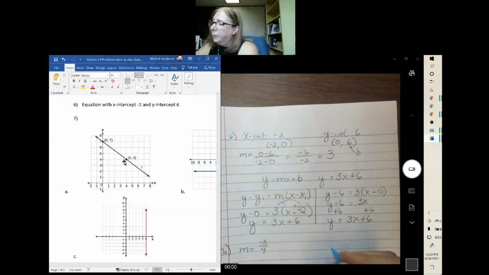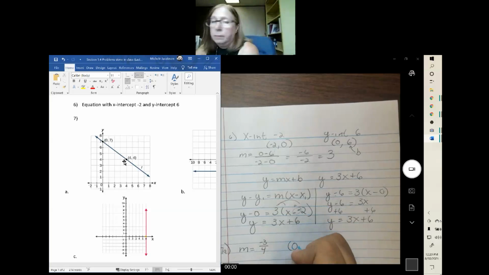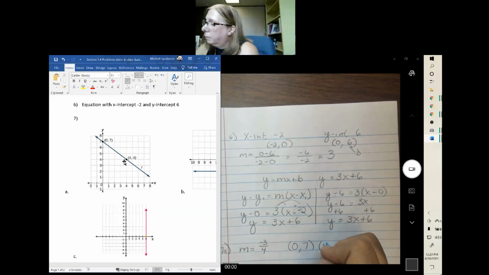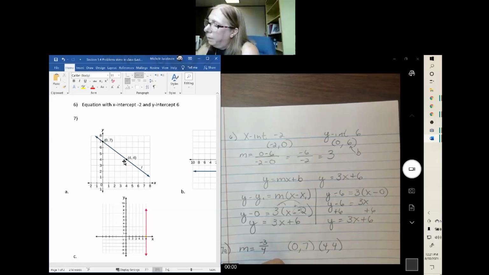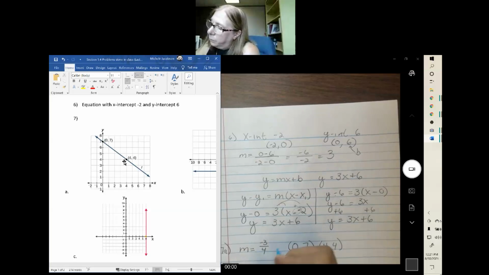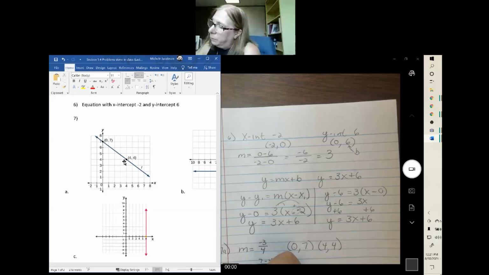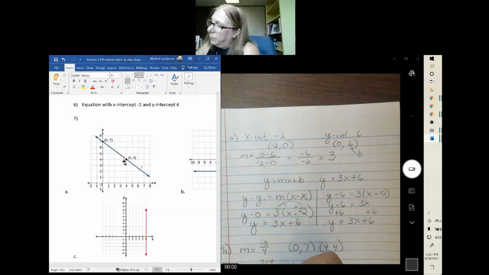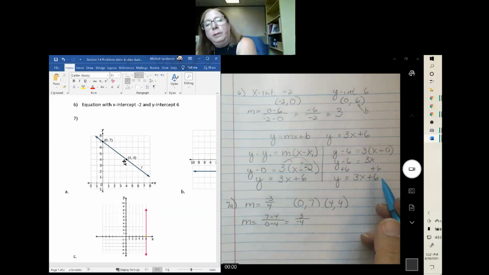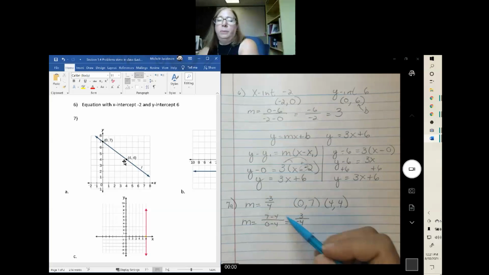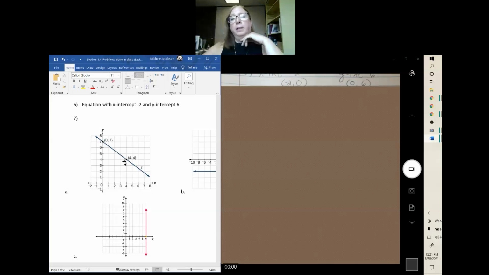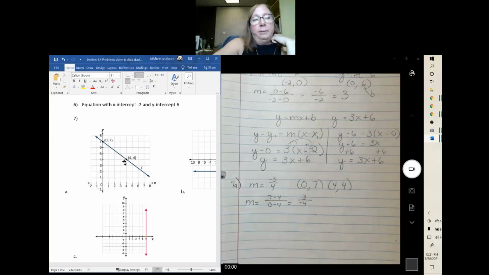You can use the points and plug them in. Seven minus 4 over 0 minus 4 is 3 over a negative 4. So either way, we're getting the negative 3/4, whether you plug in the points or, when you have a graph, you count it.